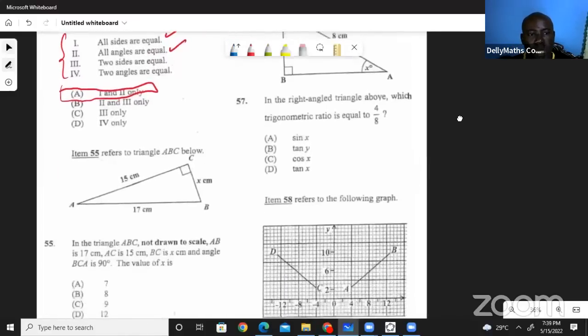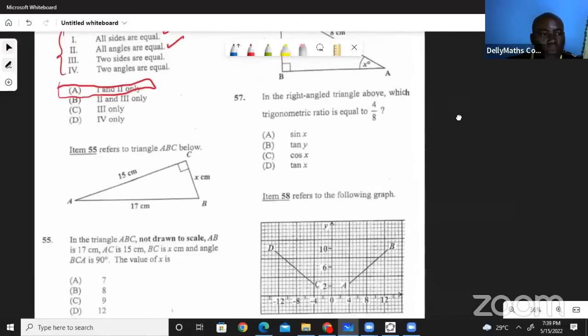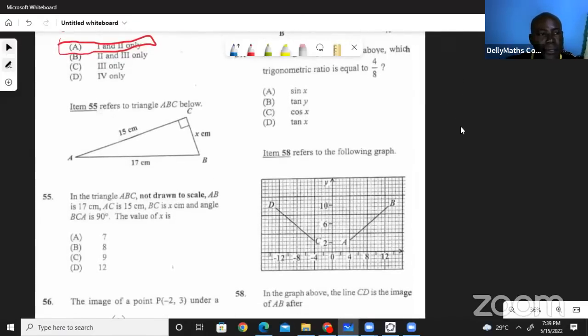Very good. Equilateral. Equal. All right, 55, it says, item 55 refers to triangle ABC, and you're looking at it. It says, in the triangle ABC, not drawn to scale, AB is 17, AC is 15, and BC is X. Everything that was just said is labeled, all right? So the question went further and says, and angle BCA is 90 degrees. What is the value of X?